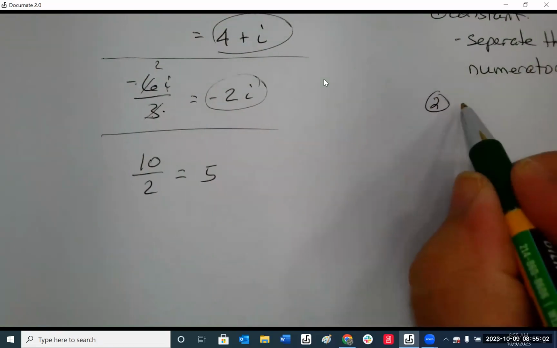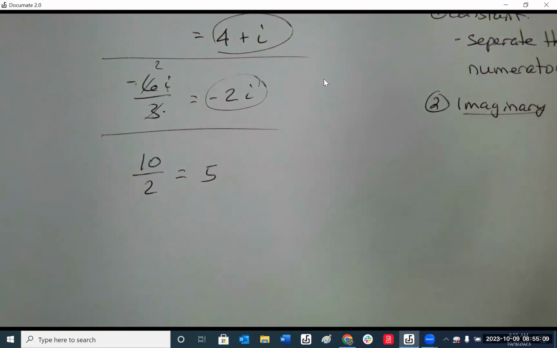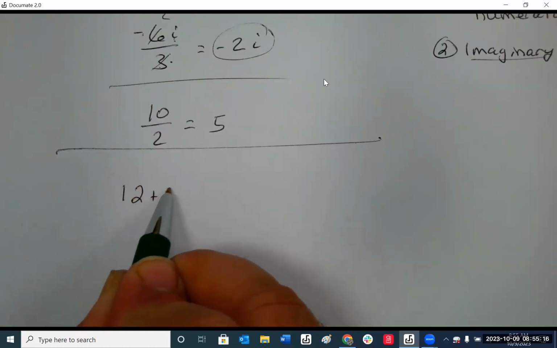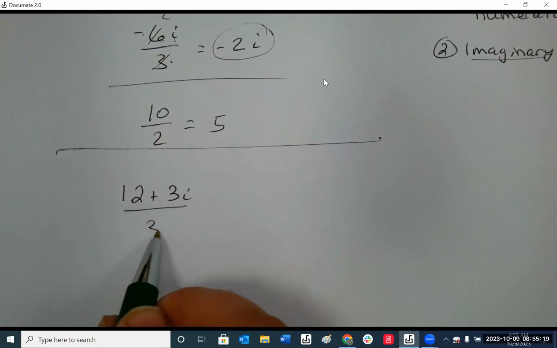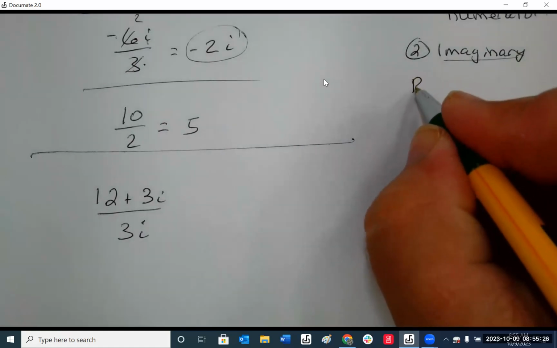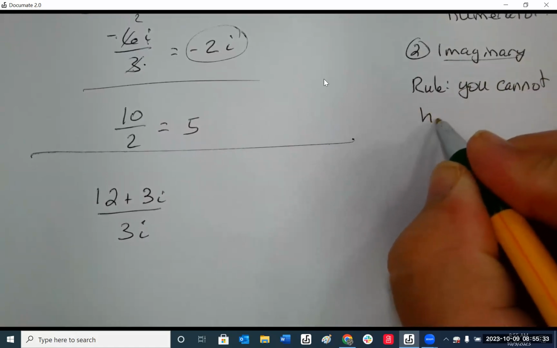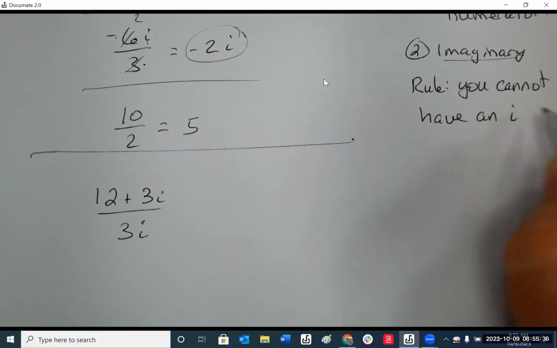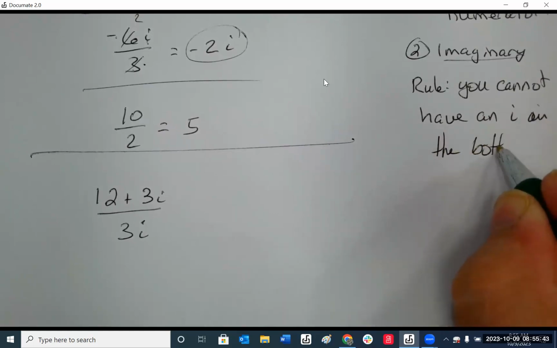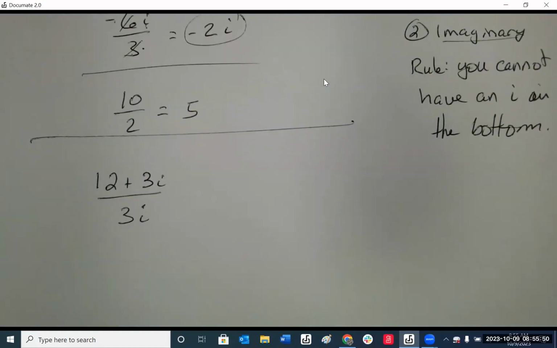If the denominator is imaginary, the rule is you cannot have an i in the denominator or on the bottom. You move it up.